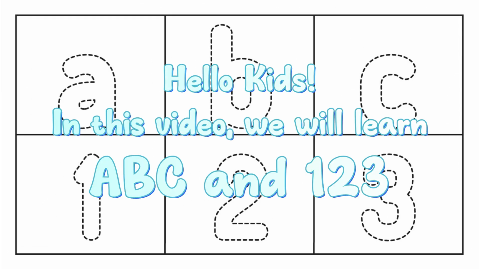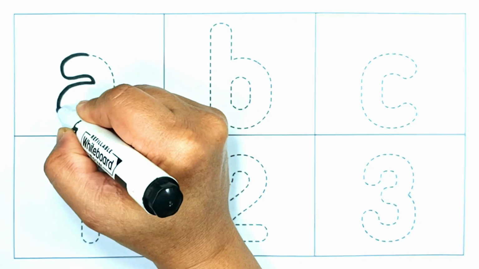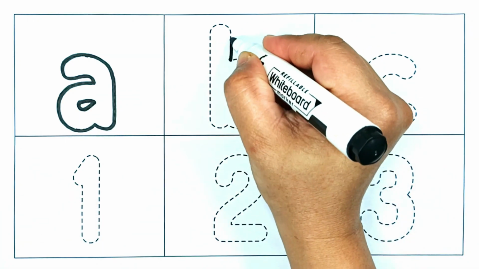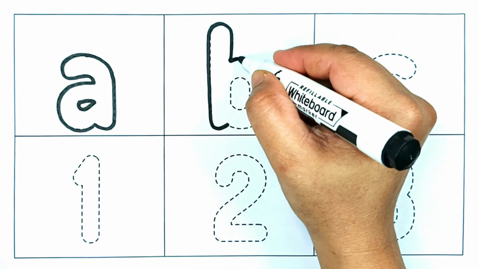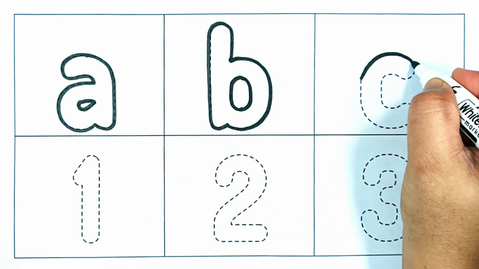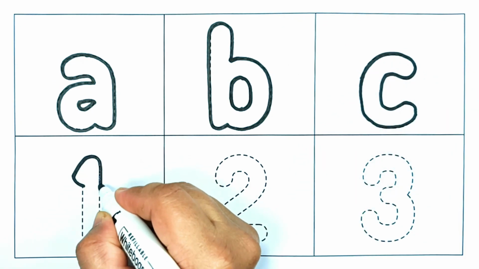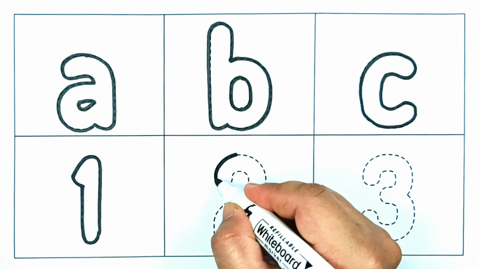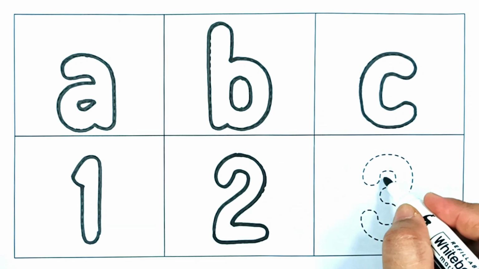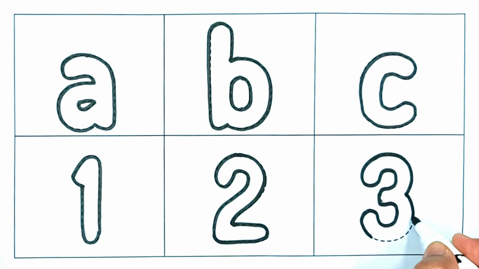Hello kids. In this video, we will learn ABC and 1, 2, 3. A, A. B, B. C, C. 1, 1. 2, 2. 3, 3.